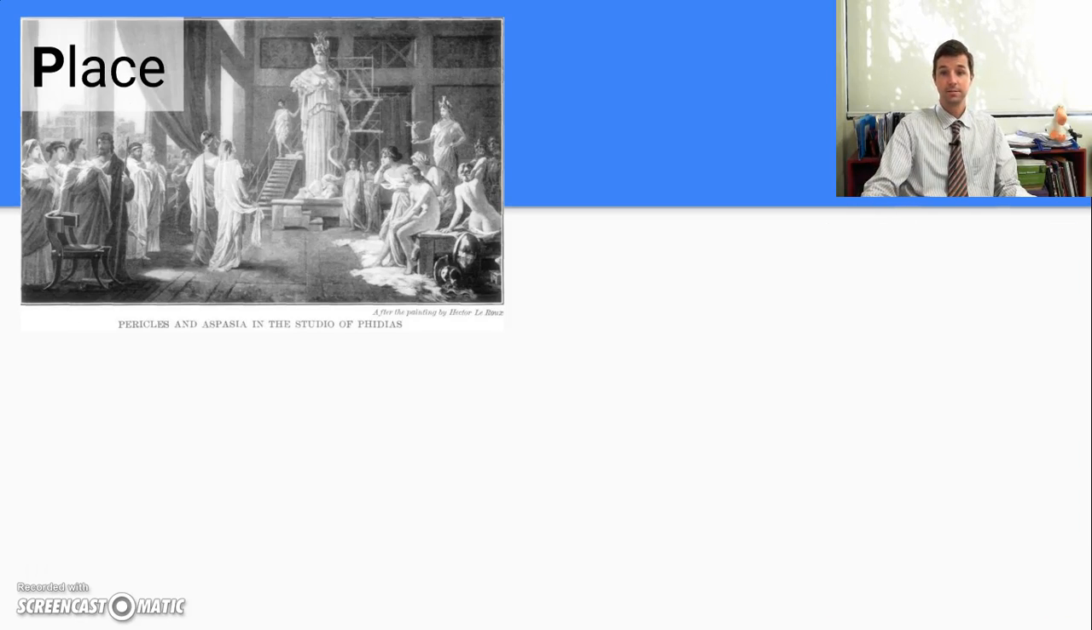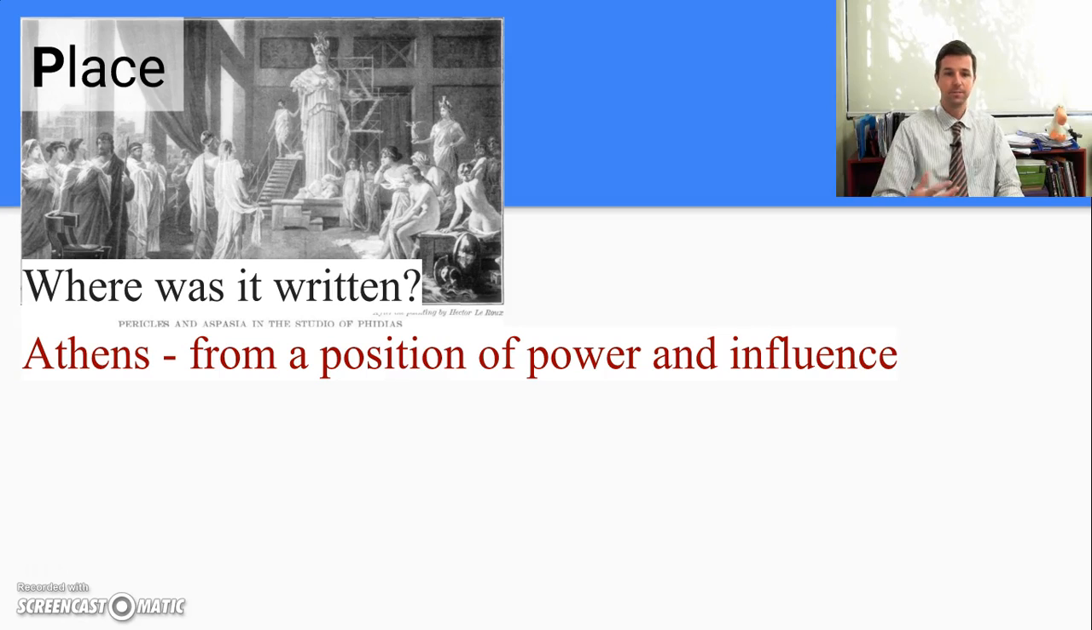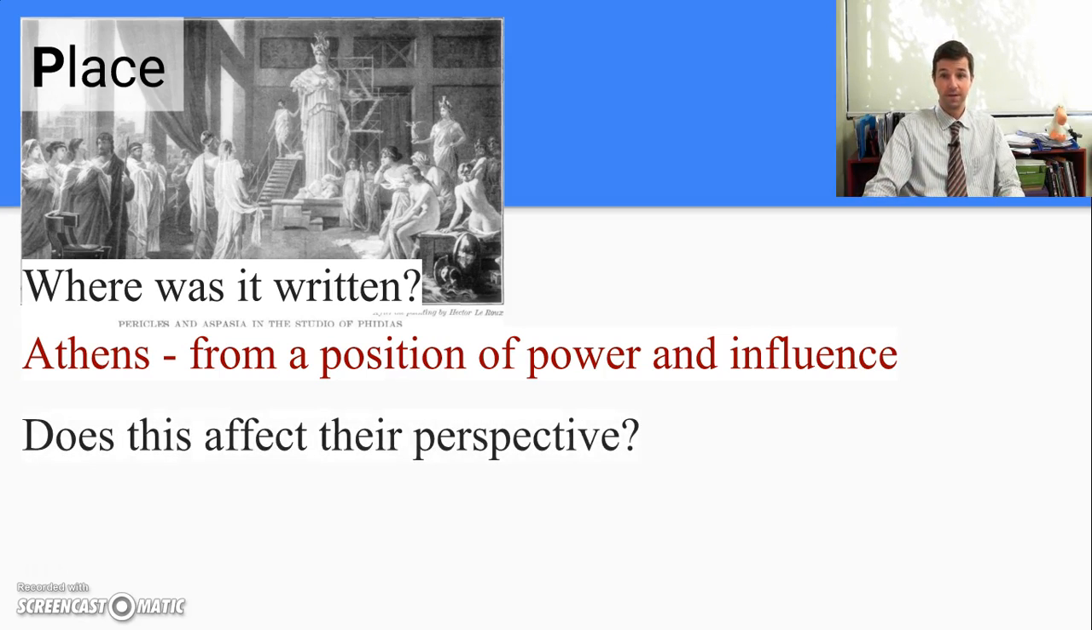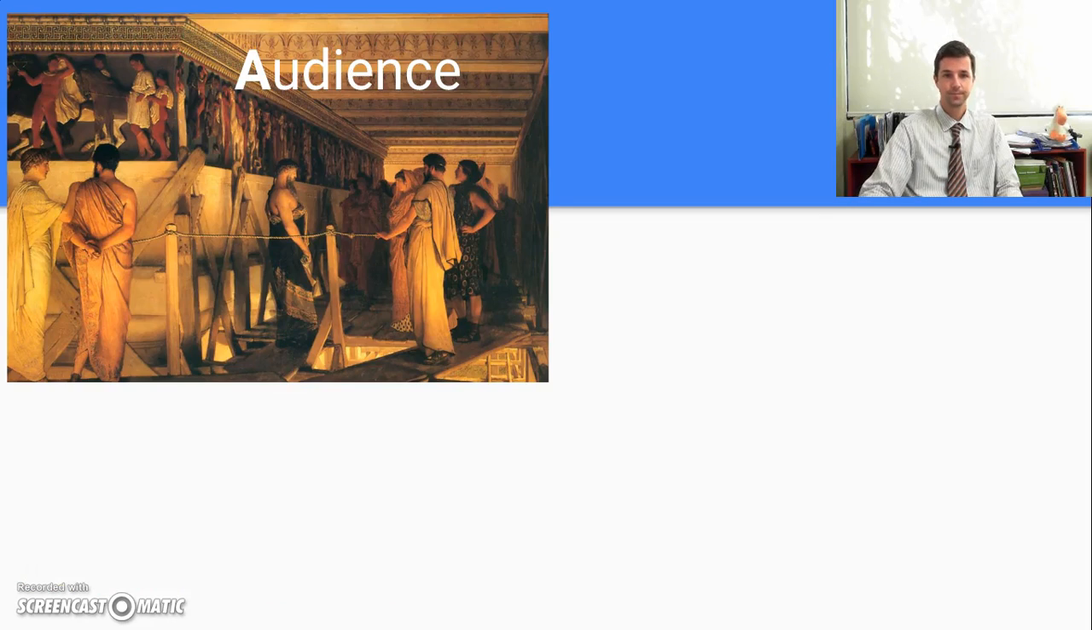Next part is place. Where was he when he said this? So it was written again from Athens and again from the position of power and influence. And does this affect their perspective? Of course. He's talking about people's role in political society, and he is a member of that society, so that definitely influences, creates a level of bias on his position.